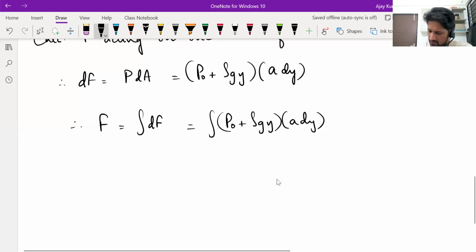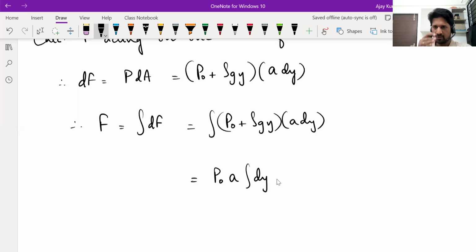Splitting this into two integrals, P naught is a constant, atmospheric pressure. a is also a constant. In the first integral you'll be left with dy. P naught a are constants, put them outside, integral dy. The second part of the integral will be rho g a. These are constants. You'll be left with integral y dy. And limits from 0 to a, 0 to a.